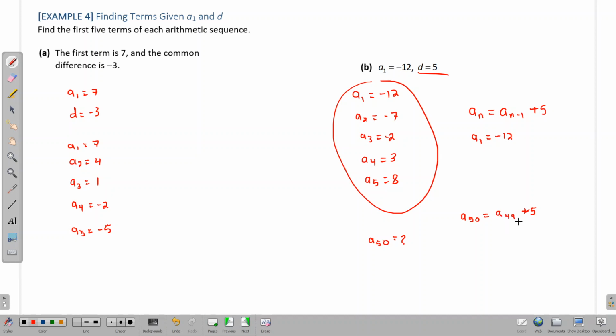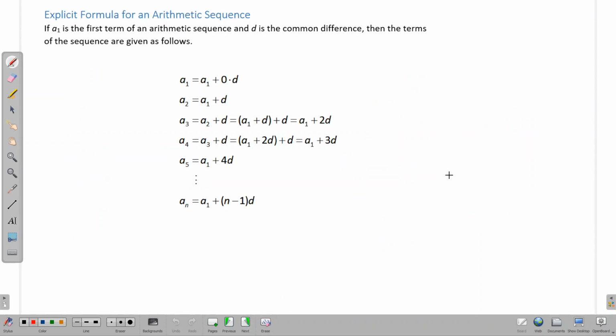So I'd have to find that first. And to get the 49th term, I'd have to get the 48th term. To get the 48th term, I'd have to get the 47th term, and I would just be going backwards through this same process. So the recursive formula is limited, at least for us. It's not going to be very useful. Okay, so let's try to generate a better formula, what we call the explicit formula, that would go straight to that point.